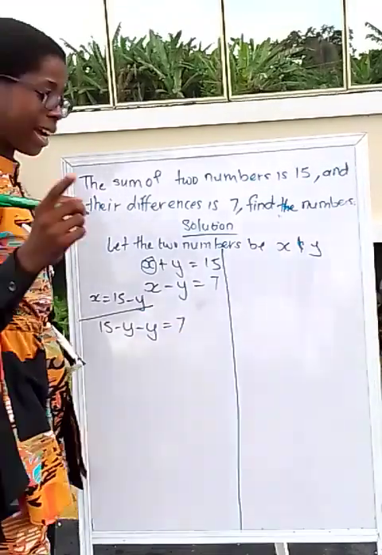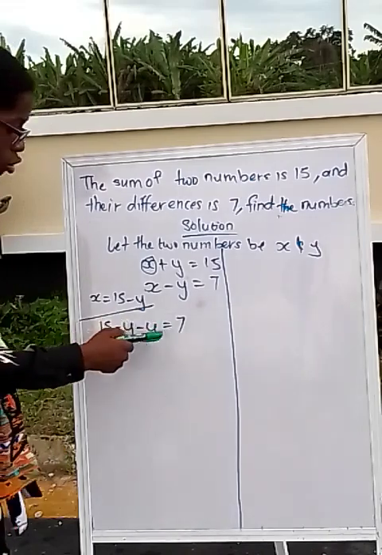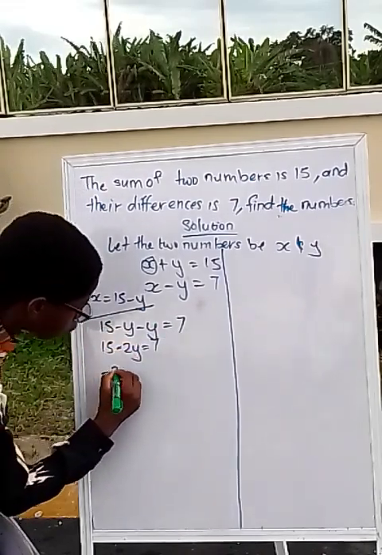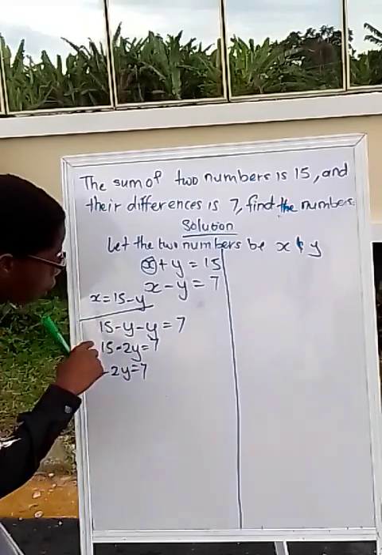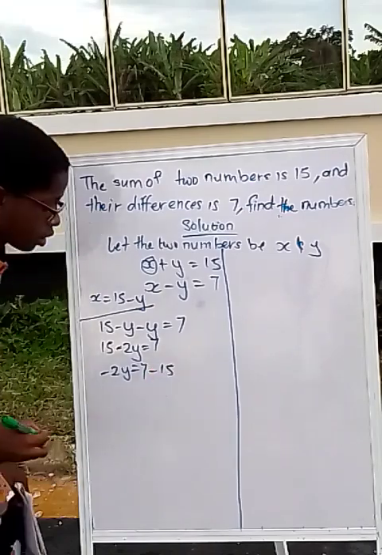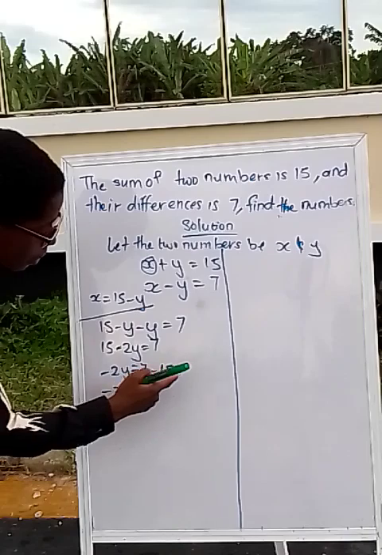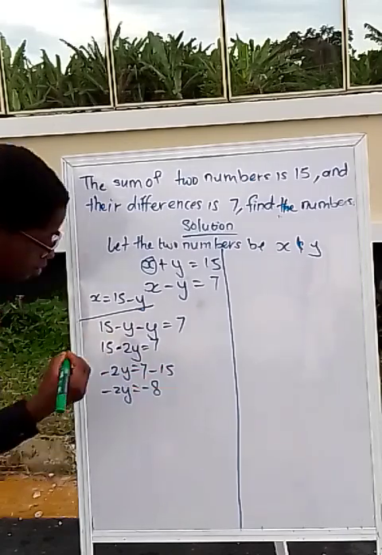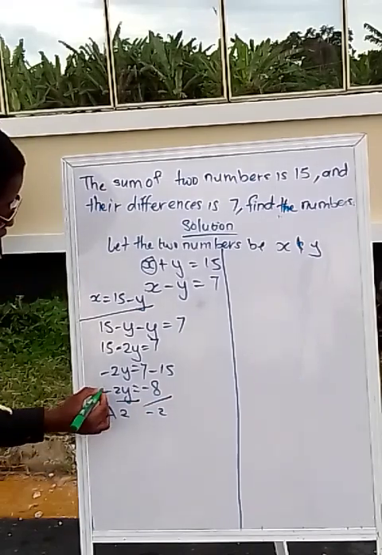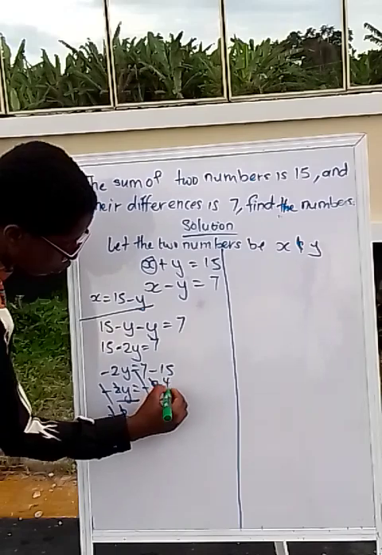So we have 15 minus y minus y, which is 15 minus 2y, equals 7. So minus 2y is equal to 7. When 15 crosses to that side, it becomes minus 15. So minus 2y is equal to 7 minus 15, which is minus 8. So we divide both sides by the coefficient of y, which is minus 2. Minus cancels minus, 2 cancels 2: 2 in itself is 1, 2 in 8 is 4. So y is equal to 4.